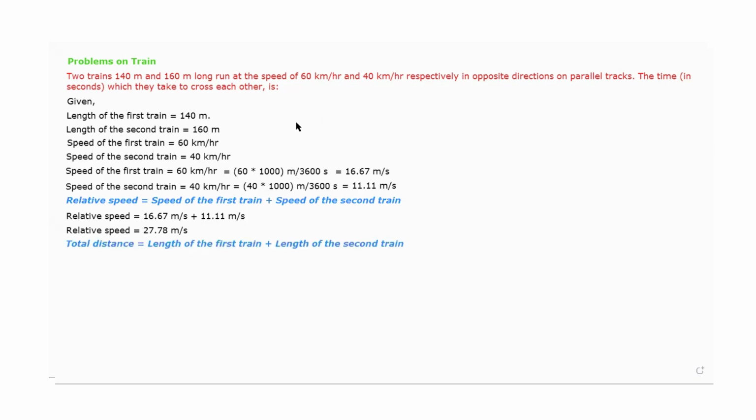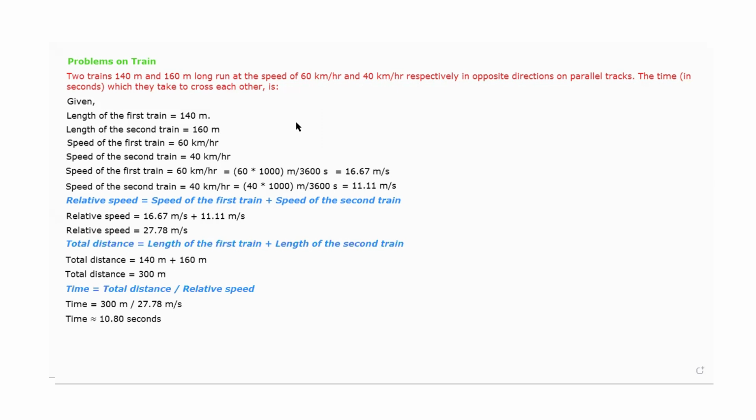The total distance covered when the two trains cross each other is the sum of their lengths. Total distance equals length of the first train plus length of the second train. Total distance equals 140 meters plus 160 meters. Total distance equals 300 meters. We can now calculate the time taken to cross each other. Time equals total distance by relative speed. Time equals 300 meters by 27.78 meters per second. Time approximately equals 10.80 seconds.